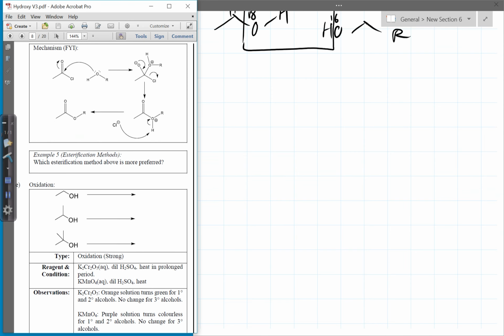So example 5, which esterification method above is more preferred? Is it reaction with your carboxylic acid or your RCOCl? It's all correct. Okay, why? There's a higher yield. Yes, because it's irreversible, right? But does that mean I can always use RCOCl? Why?